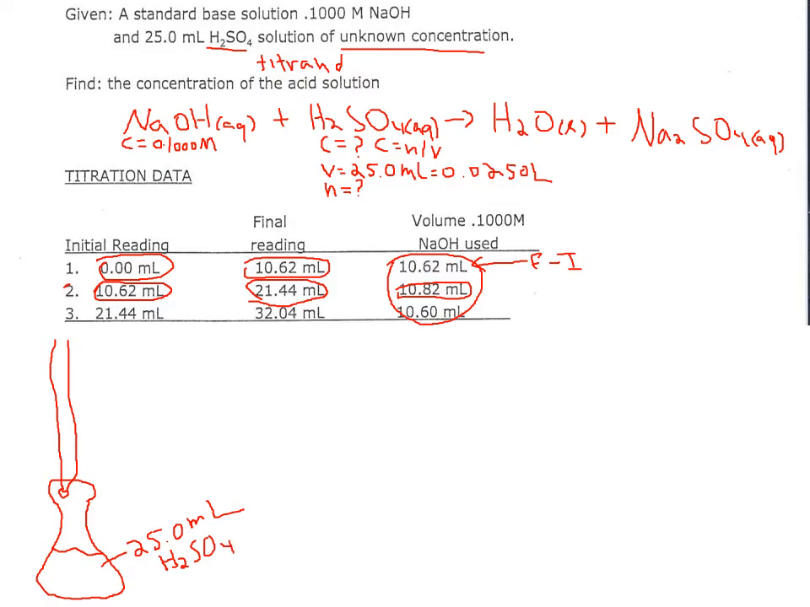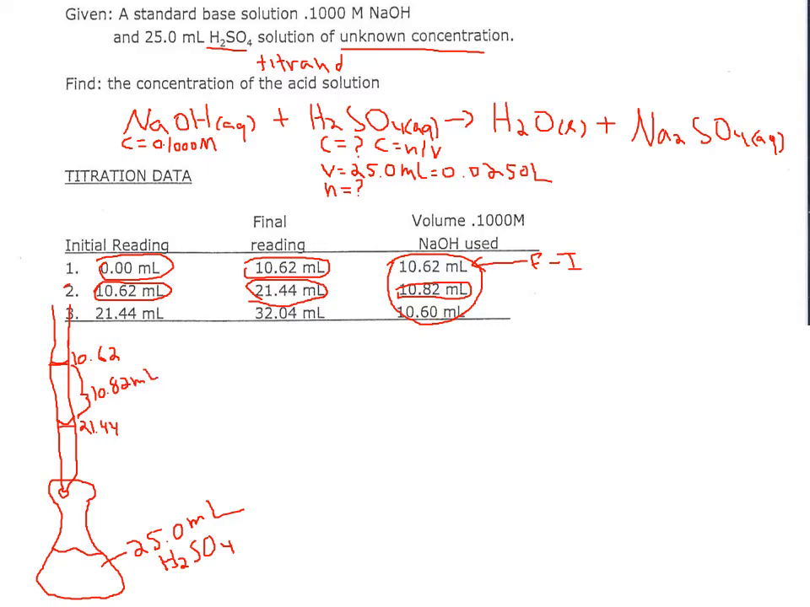In here, let's say I was doing trial 2. I'm going to have my burette a little bit longer. This would be my 10.62. And then I keep adding the base until my level gets to this, which would be my 21.44, and that's in milliliters. Then I calculate this difference, that difference is the amount I used, my 10.82. And so essentially you did this 3 times.